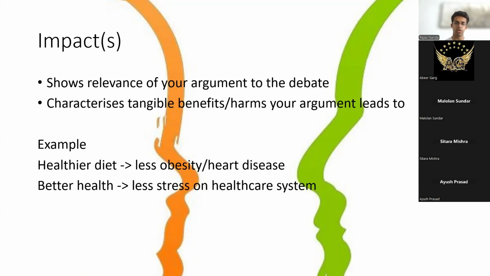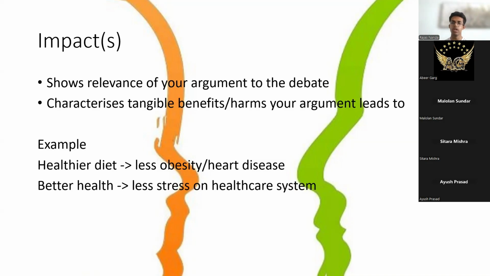In the case of the sugar tax, two impacts that you could have are that if people eat less sugary products, which would probably be your claim, then that leads to less obesity and less heart disease, right? And that's a tangible benefit.